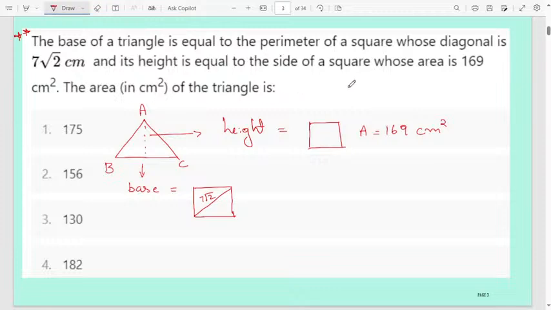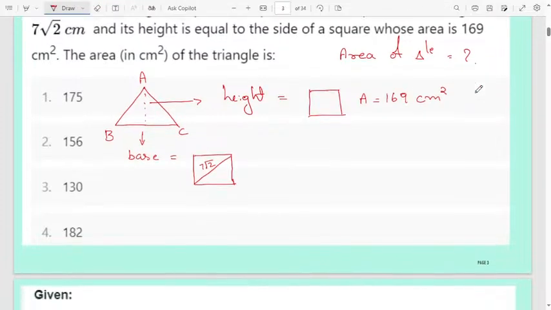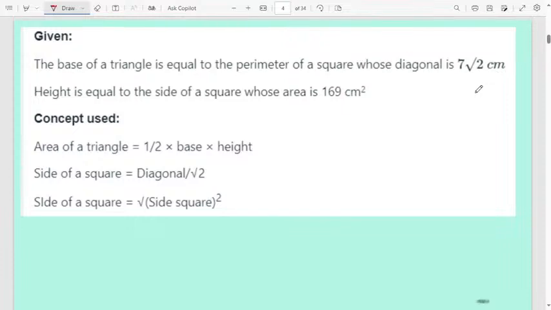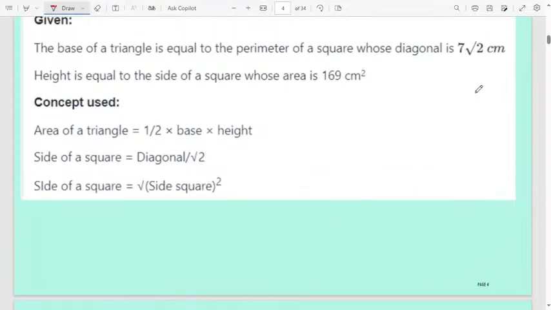Then find the area of the triangle. You have to find the area. Let us first find the base and height using this formula; I will write it in the next slide. You know the formula: area of a triangle equals half into base into height. Then the side of a square equals diagonal divided by root 2. Then the side of a square is, maybe, this one, area of square.